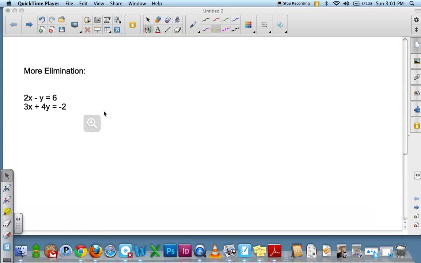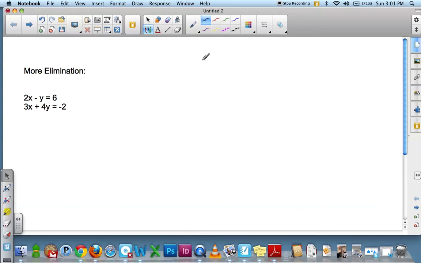Alright, I'm going to give you guys a couple more examples on elimination. The first one I'm going to go over is 2x minus y equals 6 and 3x plus 4y equals negative 2. In an ideal situation, you would have the same coefficients in front of x or y and also have opposite signs, so we could just combine the two equations together and cancel out either the x's or the y's. In this case, we don't.